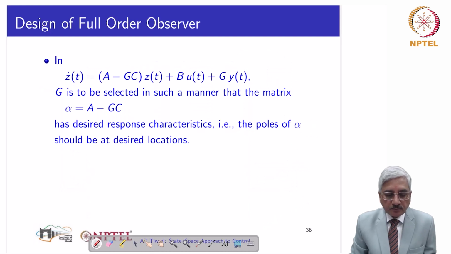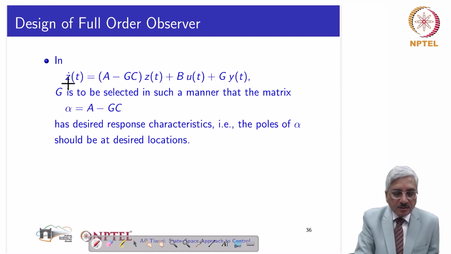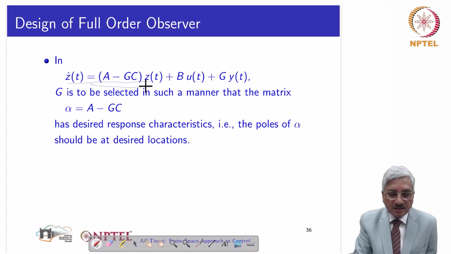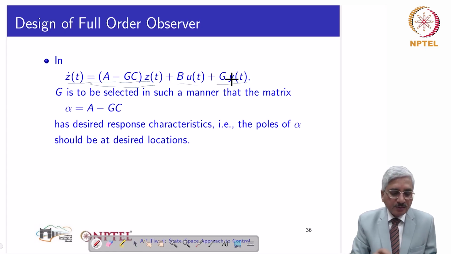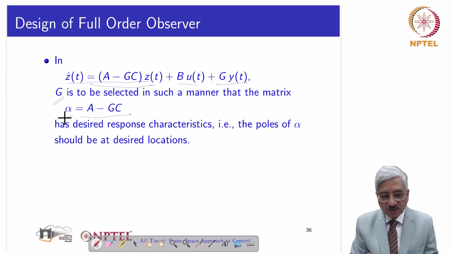Now this was the equation: Z dot is (A minus GC) Z(t) plus BU(t) plus GY(t). This was the form previous to that implementation which we saw. And we have to select G, yet to be determined. And alpha has to ensure the stability. Poles of alpha should be at desired locations in the left half S-plane. So this problem is similar to a pole placement problem.